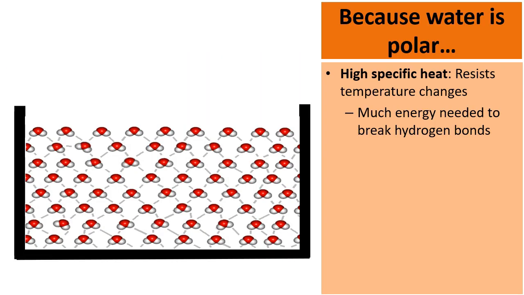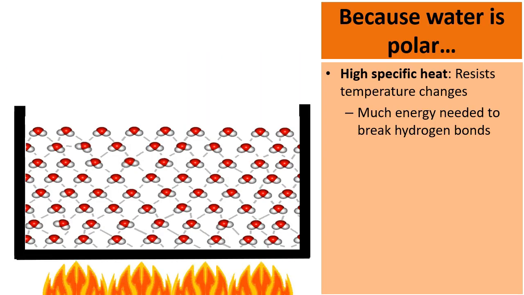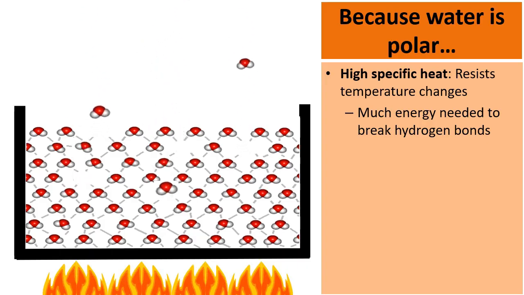So here's a pot filled with water. And if we add a flame underneath, over time, what happens is these hydrogen bonds begin to be broken and the water begins to evaporate. But because water has a high specific heat, it just takes a lot of energy to break these bonds. Eventually they're broken and the water evaporates.